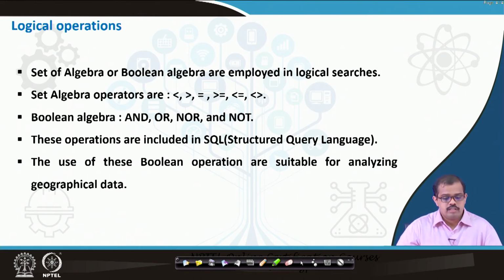Then you have Boolean algebra like AND, OR, NOR, NOT. They are extremely efficient in terms of usage. In Boolean algebra, AND gives you the combination of both sets of data, and OR gives the union, or either of these. Then you have NOR and NOT. Any of those operations of Boolean algebra can be used.